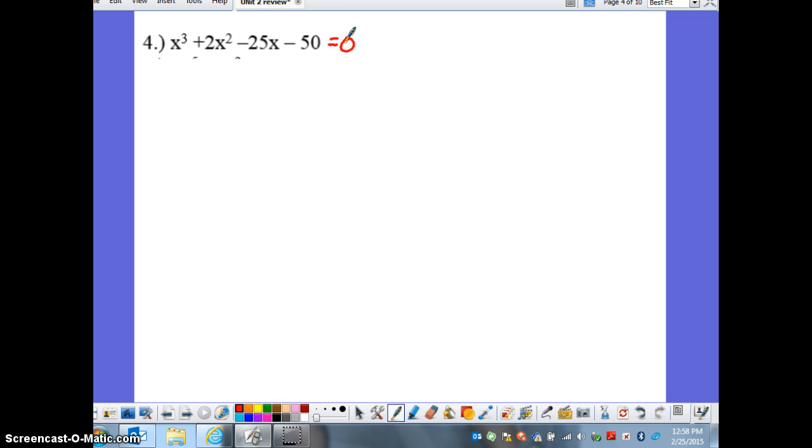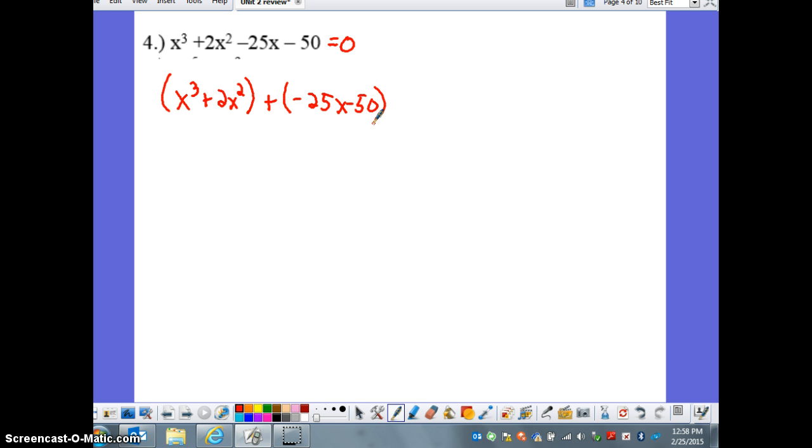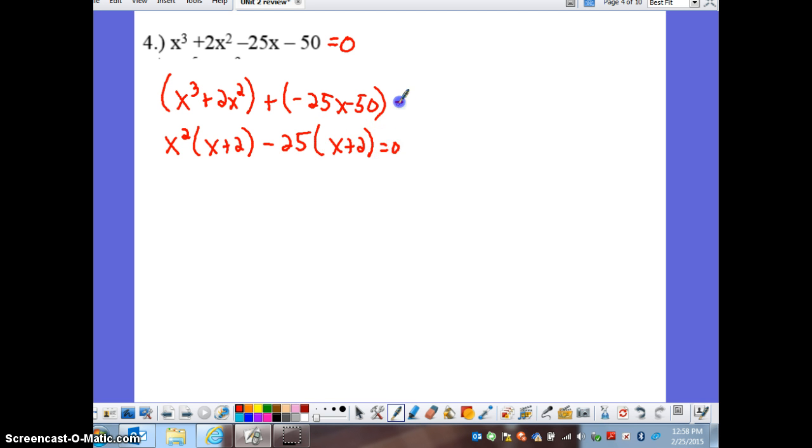For number 4, I'm going to group these. This is going to be x to the third plus 2x squared, and then plus a negative 25x minus 50. Remember, you want to tuck the negative on the inside. Pull out a greatest common factor, x squared, and you're left with x plus 2. Take out negative 25, and you're left with x plus 2. Now we're going to set these equal to 0. After we pull out that x plus 2, we're left with x squared minus 25.